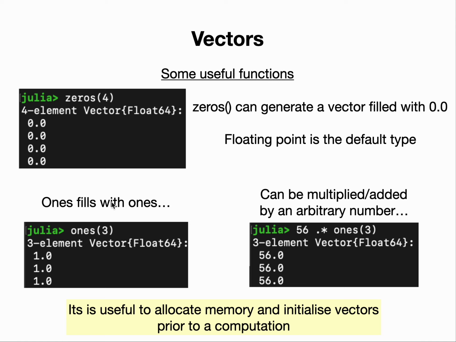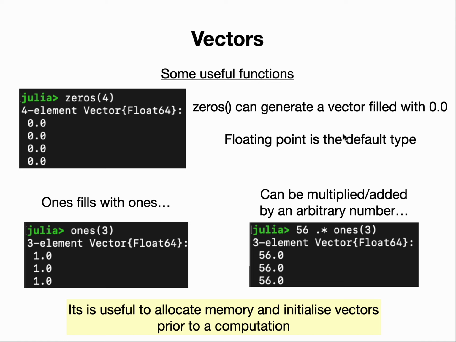Then you have the same with ones. You can make ones, bracket 3, and then you will get an array with 3 ones inside. But you can also multiply your vector of ones. So if you multiply the vector of ones by an arbitrary number, for example here 56, your vector will contain 3 times 56. If here you set 3000, then you will have a vector with 3000 times 56.